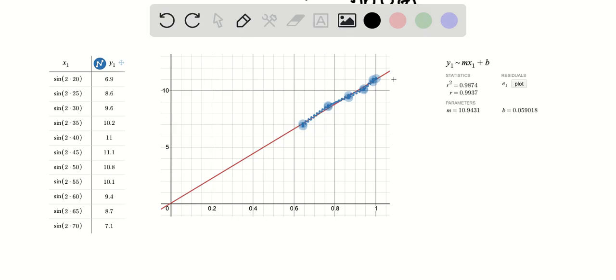I just did this using Desmos, which is an online graphing calculator. You can also do it on a TI calculator. But if you don't have any of that, you could just draw in your best fit line, and then pick points along the line to calculate the slope. Desmos is great software, and it just calculates the slope right here for us. So that's really convenient. We just get that the slope M is about 10.9.